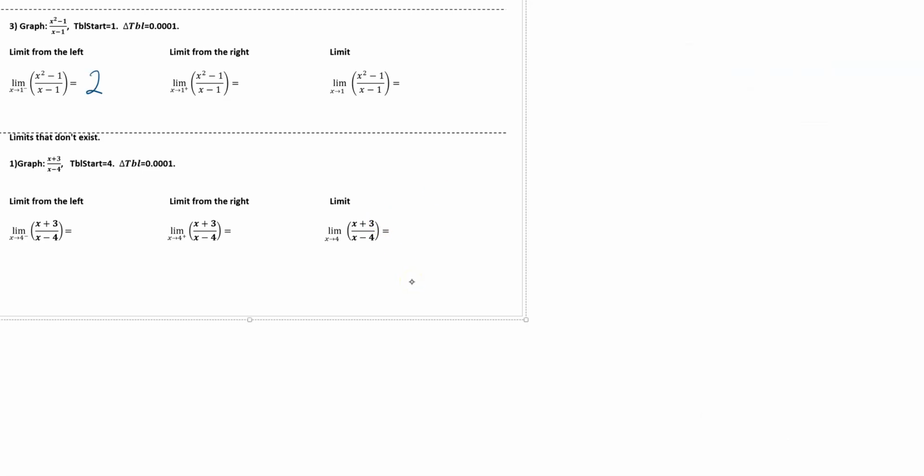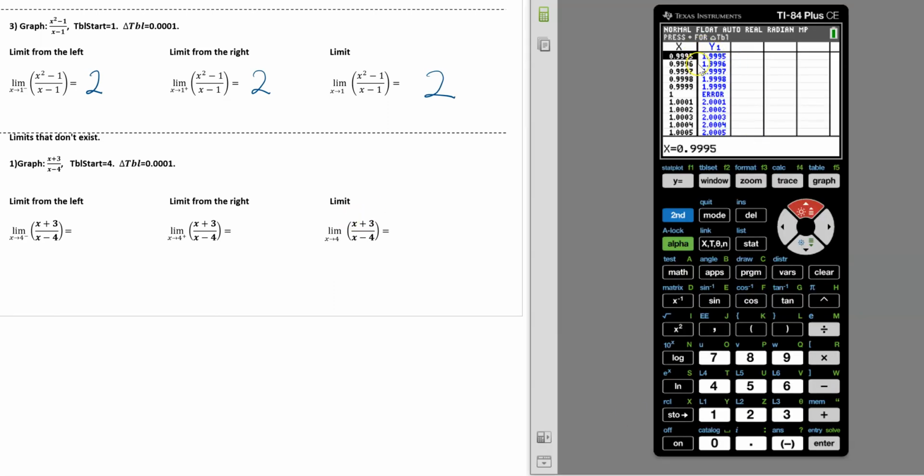So coming in from the left, we get 2. From the right, we get 2. So our limit is 2. So that's how we're using it. The top is our coming in from the left, because you can see it's less than 1. And the bottom is coming in from the right because it's more than 1. So we're approaching 2. It's 2. All right, one more.